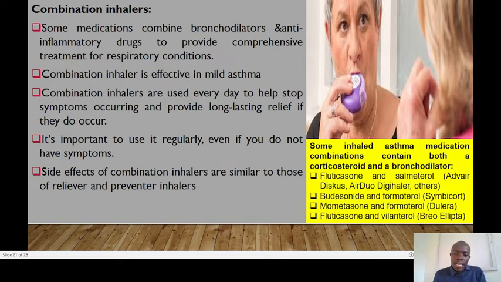So from there, after looking at the bronchodilators and anti-inflammatory drugs, there's now what we call the combination inhalers, where you combine a bronchodilator and an anti-inflammatory drug. So some medications can be combined. This will provide a comprehensive treatment for the respiratory condition. A combination inhaler is effective in mild asthma. Combination inhalers can also be used every day to help stop symptoms occurring and provide long-lasting relief if they do occur. It's important to use it regularly, even if you do not have symptoms.